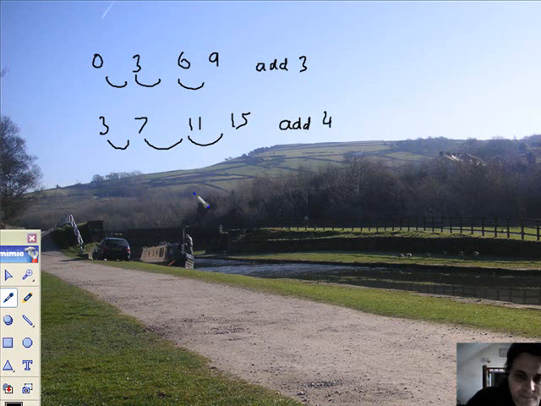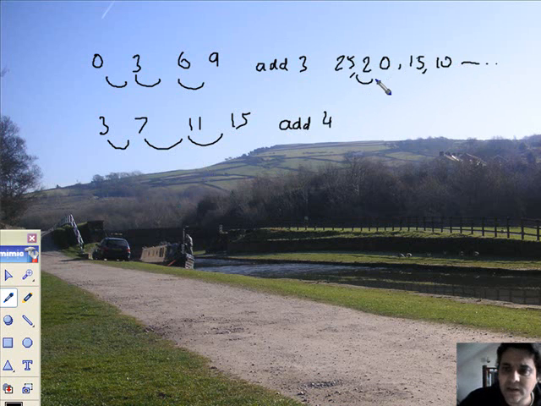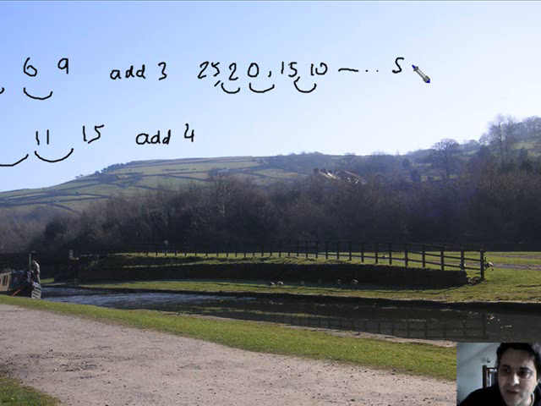What about this one? I've got 25, then I've got 20, then I've got 15, and I've got 10, etc. Clearly, we're subtracting 5 each time. So the rule is subtract 5. That's term-to-term rules.